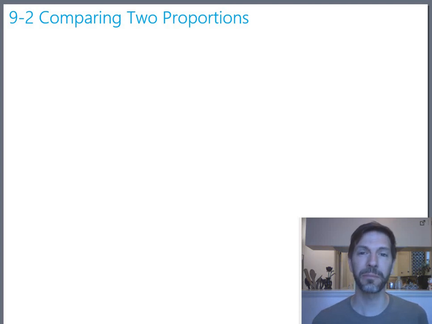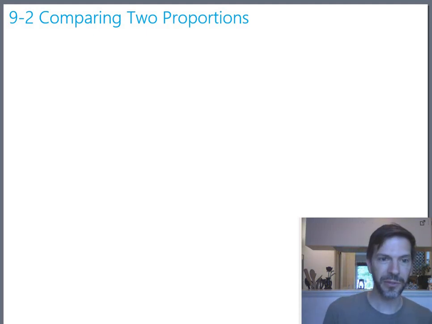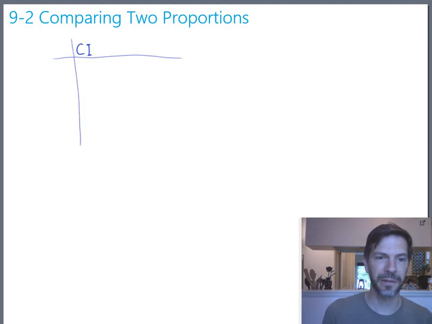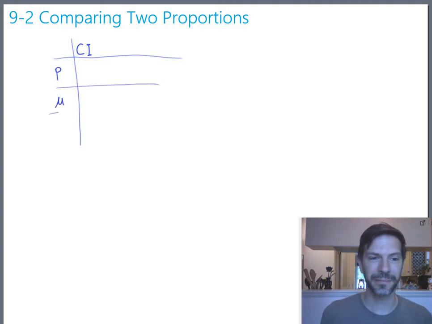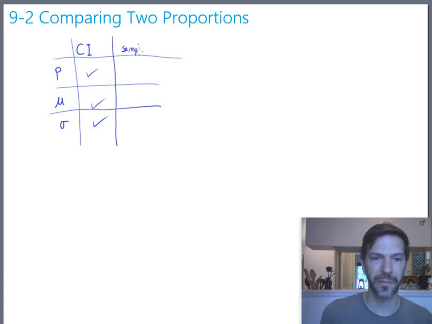And as we start chapter 9, I just wanted to remind you where we've been in chapters 7 and 8. So chapter 7, as you might recall, was all about confidence intervals. We did confidence intervals about proportions. And then we did confidence intervals about means. And then we did confidence intervals about standard deviations. All right, so we got all three of those ideas. We did sample size for all three of those also in chapter 7. So we got all those.